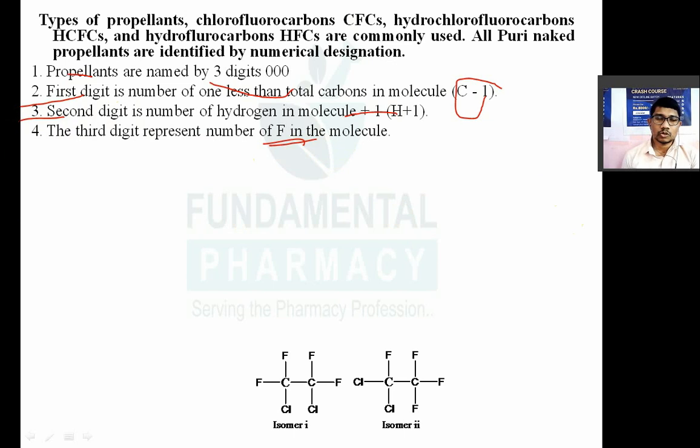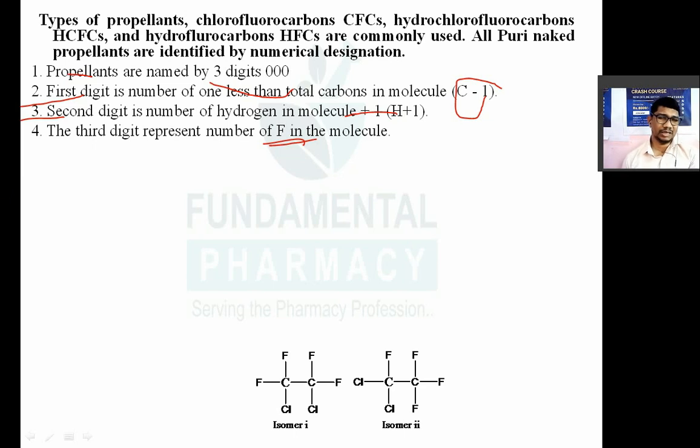Now the number of fluorine atoms also can be calculated by subtracting the sum of the fluorine atoms and hydrogen atoms from the total number of atoms that can be added to saturate the carbon chain, right?